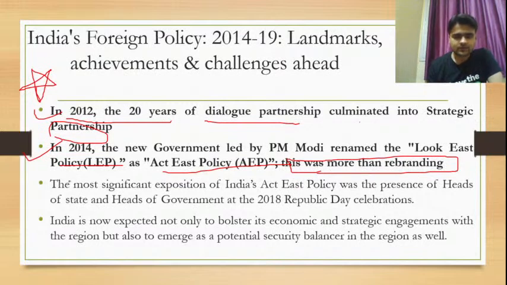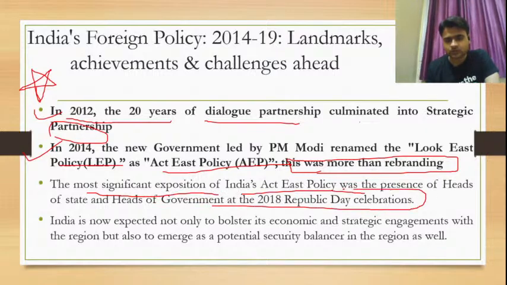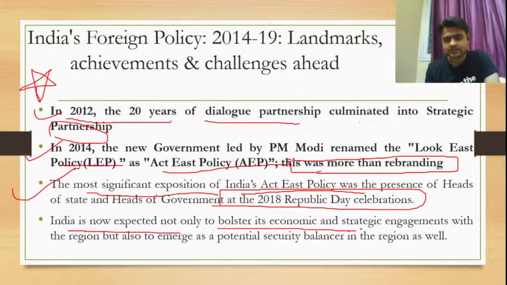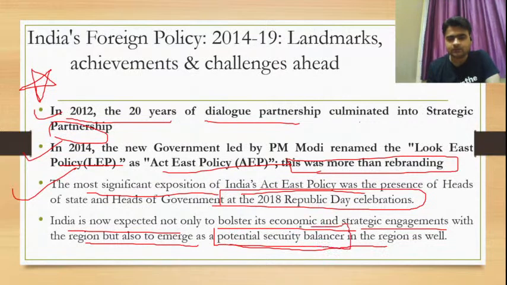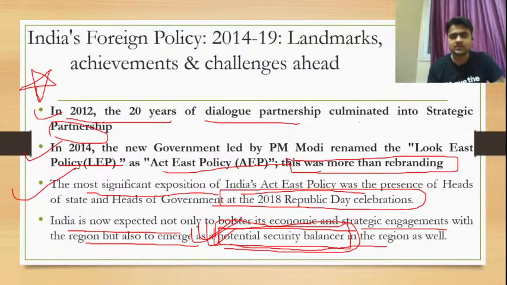Okay. Then the most significant exposition of India's Act East policy was calling the ASEAN heads to attend the 2018 Republic Day celebrations. Fine. Then India is now expected not only to bolster its economic and strategic engagements with the region but also to emerge as a potential security balancer in the region as well. So this is the keyword. ठीक है, मतलब we are moving towards a net security provider and a potential security balancer. This is the change in the stance or change in the outlook.